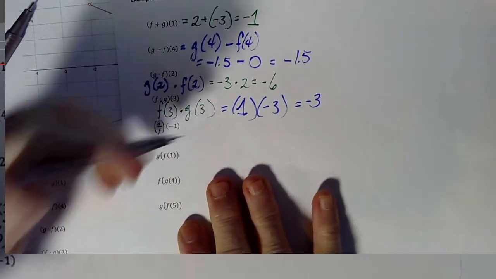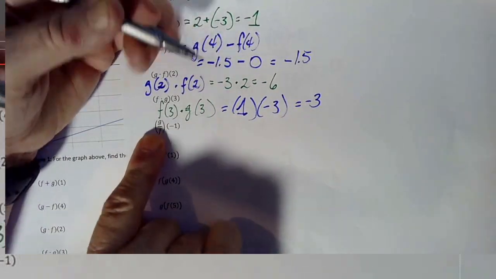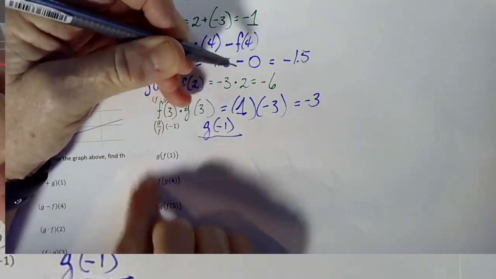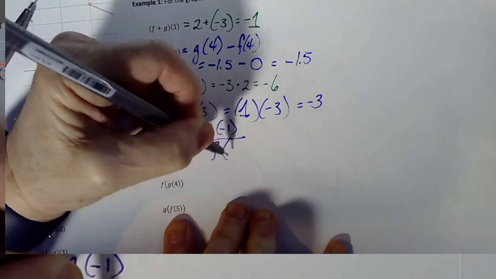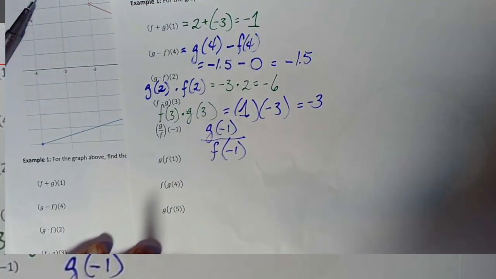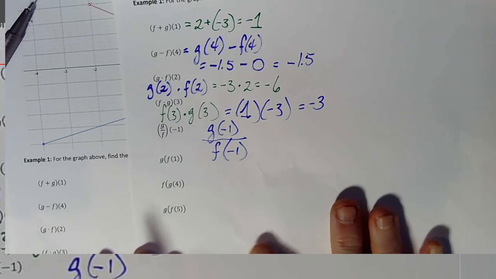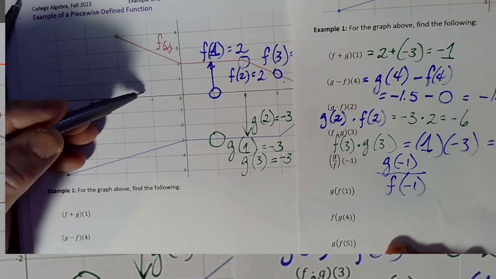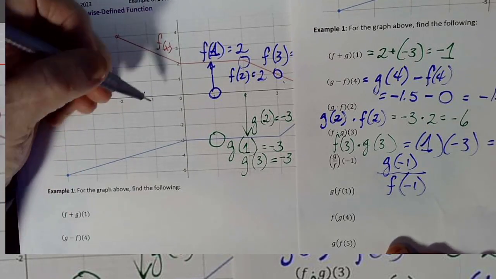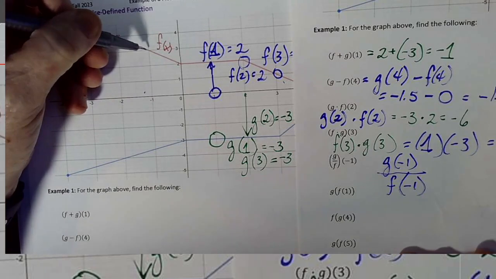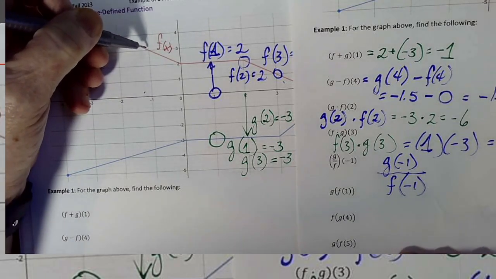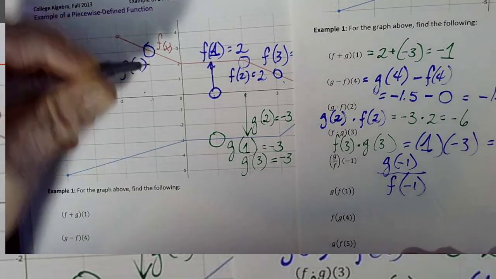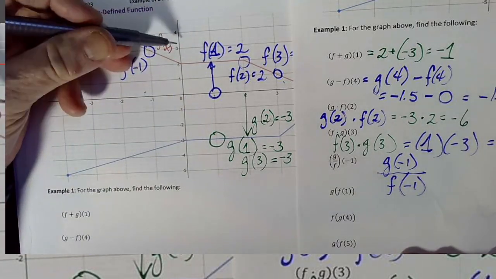This quotient is just exactly what you would think it'd be. g evaluated at negative 1 divided by f evaluated at negative 1. So those are the two values we want to find. Let's go on the graph. We've got x equals negative 1. I'm going to go vertically up to f of x. I can see that when x is negative 1, f is equal to 3.